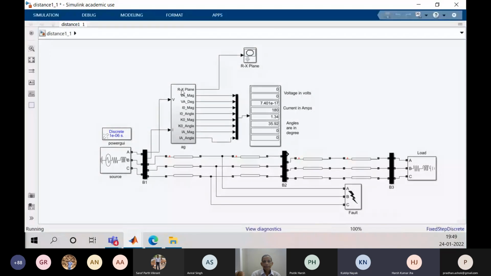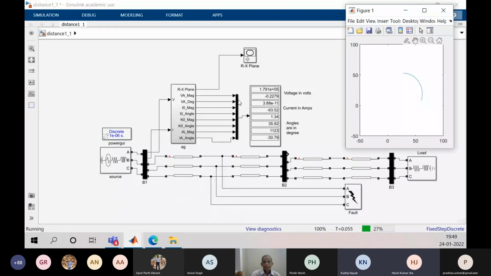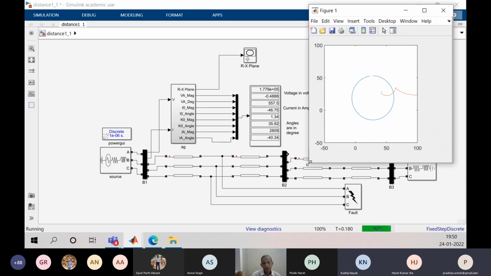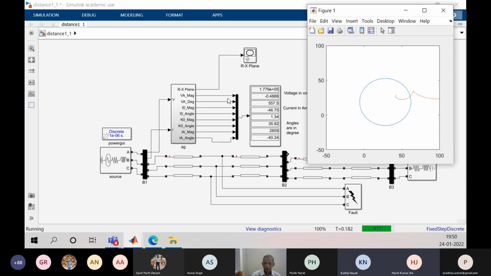The relay plots the calculated impedance here. You can see it takes V and I and plots the impedance seen. Here you can see the impedance came in and fell inside the characteristics. You can see what is Rx? R is the real part of the Z and X is the imaginary part of the Z. So for an internal fault, we can see the calculated impedance by the relay using this V and I measurement fell inside the zone 1 characteristics that we have set.